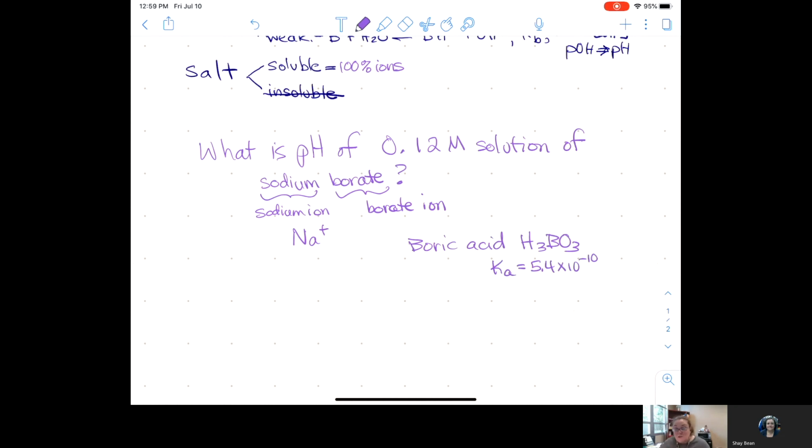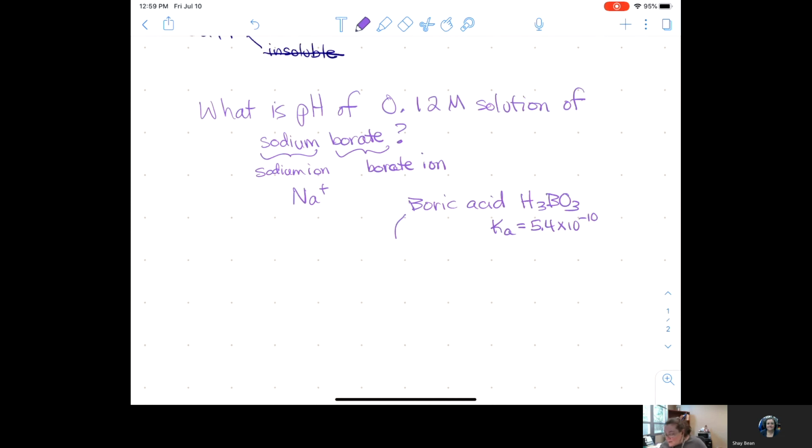I could draw out the Lewis structure because it's given in our Ka table, but I'm not going to. But the borate ion is what you get when boric acid acts like an acid and donates its H+. And so boric acid is H3BO3, and the borate ion is H2BO3.